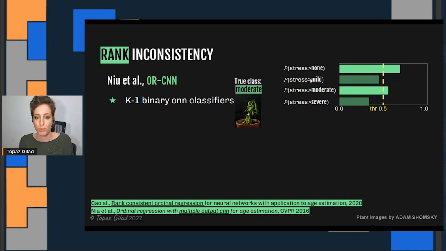Looking at the following example of output predictions that are above the half threshold, we get that the stress level is above moderate, passing that condition. So it is likely that the stress level is above moderate, but we also got that the probability of the stress to be above mild is lower than the threshold. Obviously that does not make sense because those categories are ordered. Everything above moderate is by definition also above mild. So this is a contradiction. This contradiction is called rank inconsistency. Basically, we had no constraints between those binary classifiers.